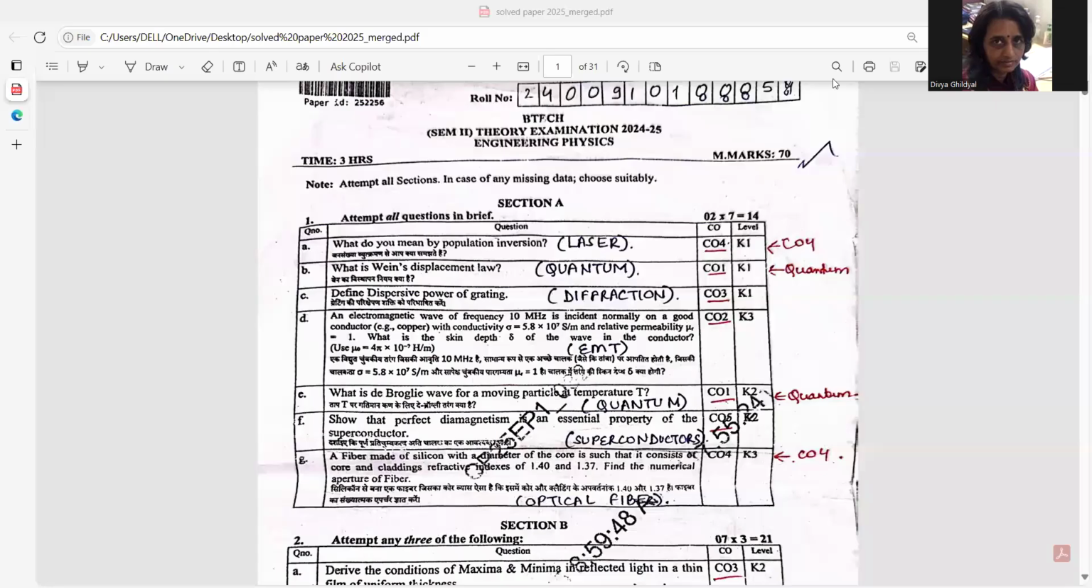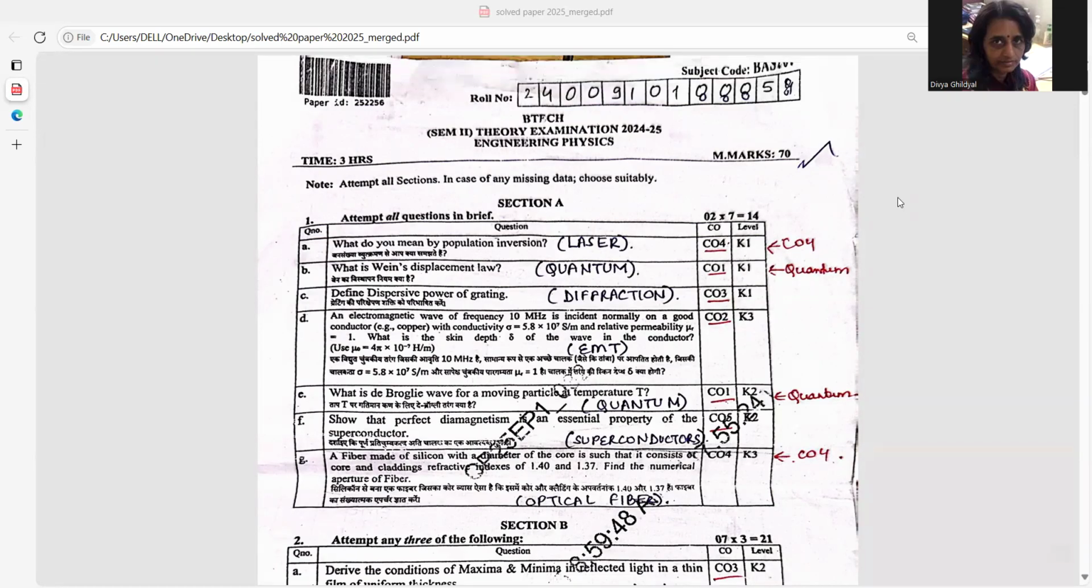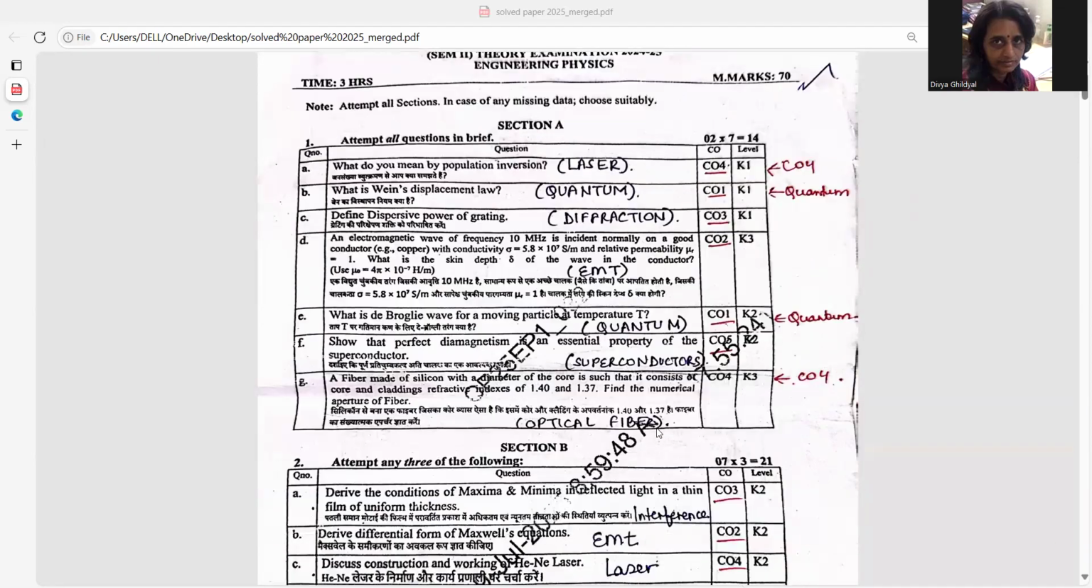Hello, students. Once again, the paper was a very easy one, and more weightage in this question paper went to quantum mechanics in Section A. As you can see, two questions came from quantum mechanics, one from laser, one from diffraction, one from EMT, and another one from optical fiber and superconductors.